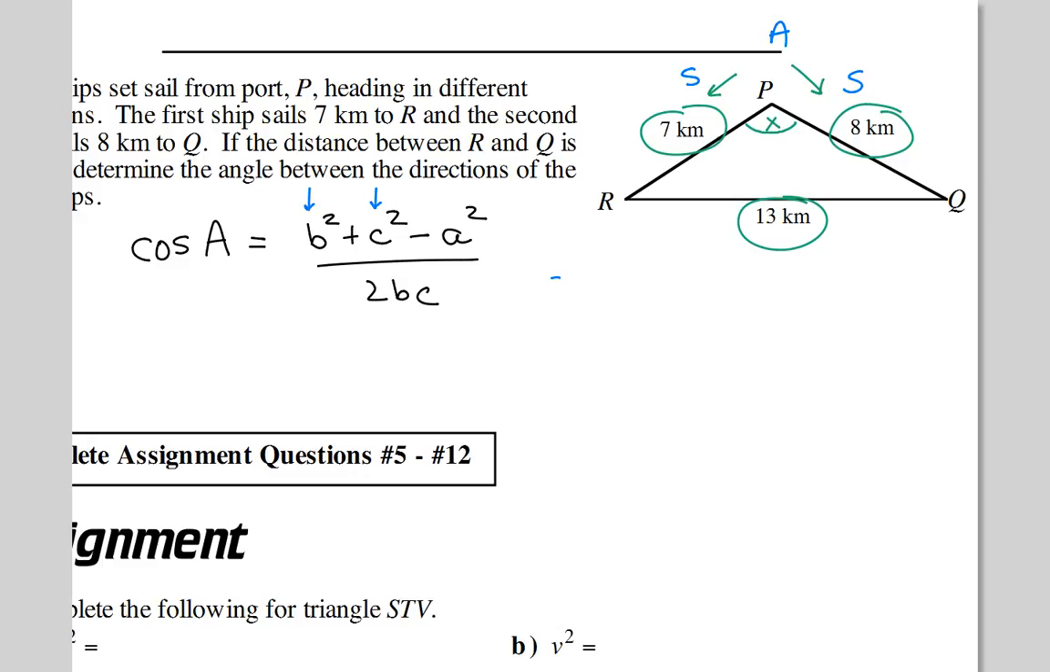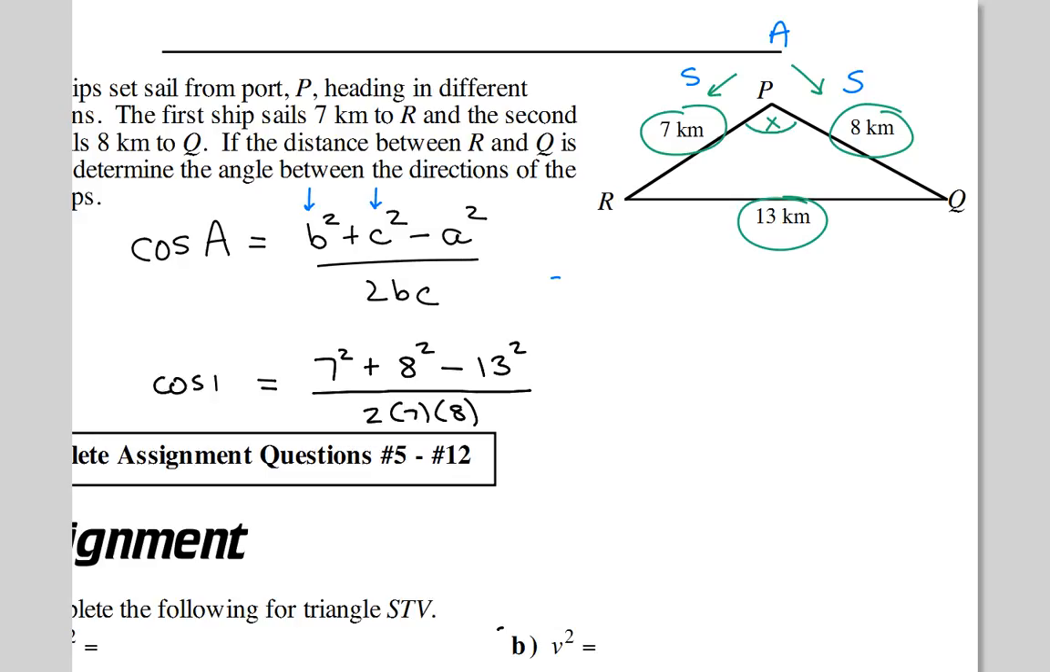So let's go to this formula. 7 squared plus 8 squared, and we're going to be minusing 13 squared, all over 2 times, and b and c are the same as above, so 2 times 7 times 8.